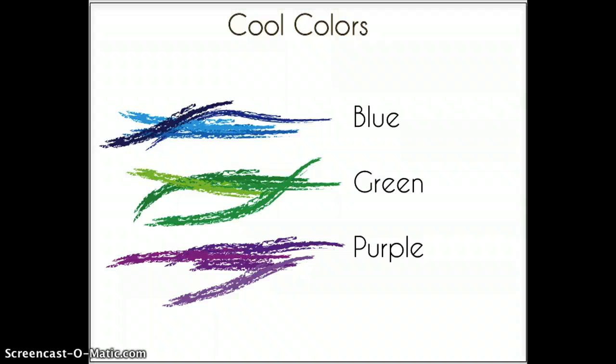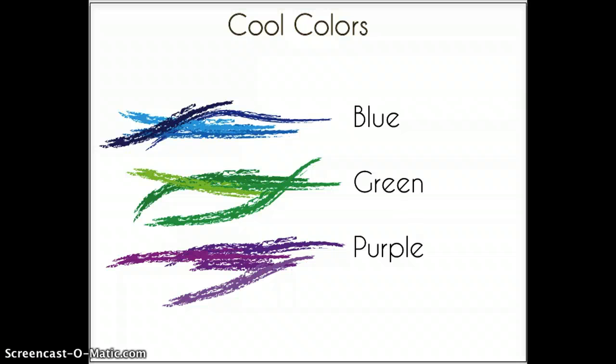Next, we're gonna talk about cool colors, and these colors are blue, green, and purple. These colors make people think of cool and chilly. A lot of times it's associated with winter because winter is cold. So a lot of people associate these cool colors with winter and cooler seasons or cooler emotions.